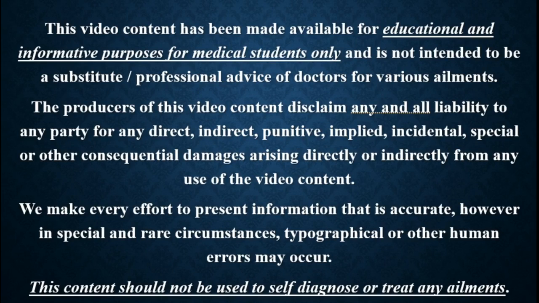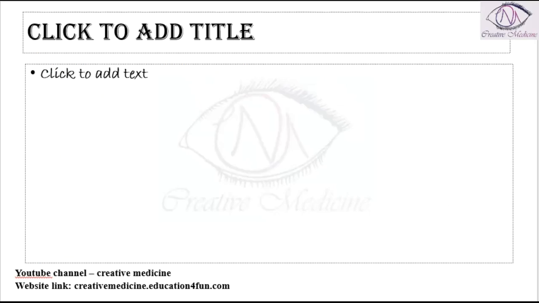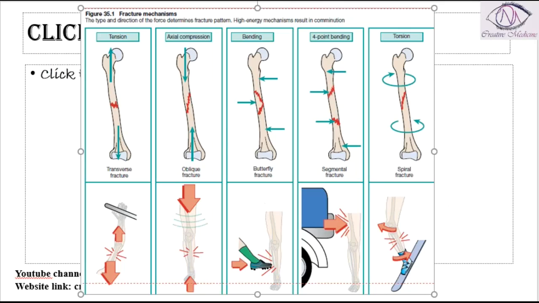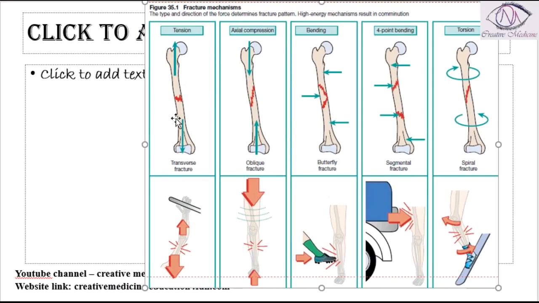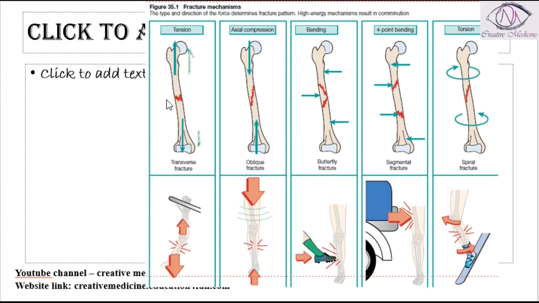In this lecture, we will learn about mechanisms of fracture. A fracture can occur due to the torsion force. Whenever there is tension force or pull of the bone in this direction, this results in transverse fracture.